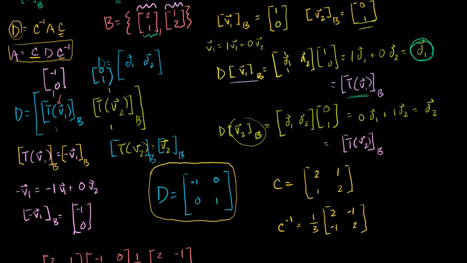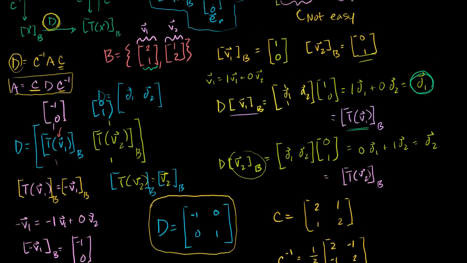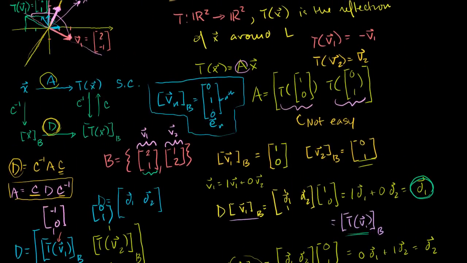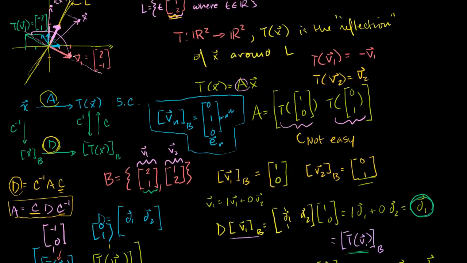So C, these are our basis vectors right there. Let's see, our first basis vector was the vector 2, minus 1. Now that's where my error came from. My first basis vector was the vector 2, minus 1, and my second basis vector is the vector 2, 1.